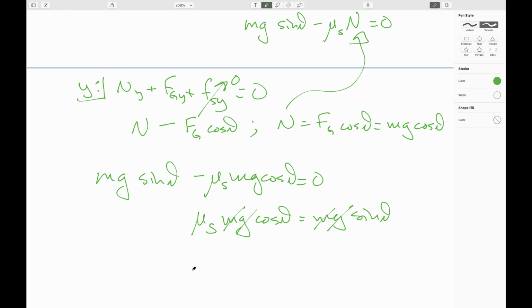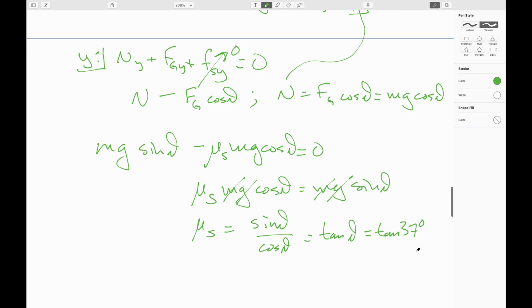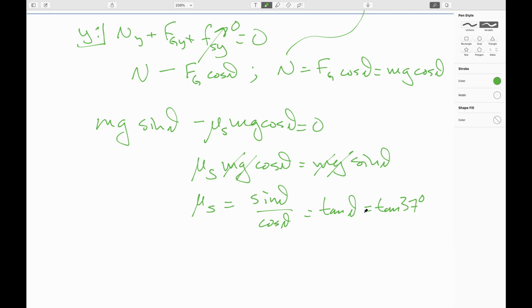Divide both sides by cosine theta, I get mu s equals sine theta over cosine theta equals the tangent of theta. So that would be the tangent of 37 degrees, and 37 degrees is the interior angle of a 3, 4, 5 right triangle. So you can use that to figure out that the tangent of 37 is roughly 0.75. Don't bust my chops if it's off by 1/100th.